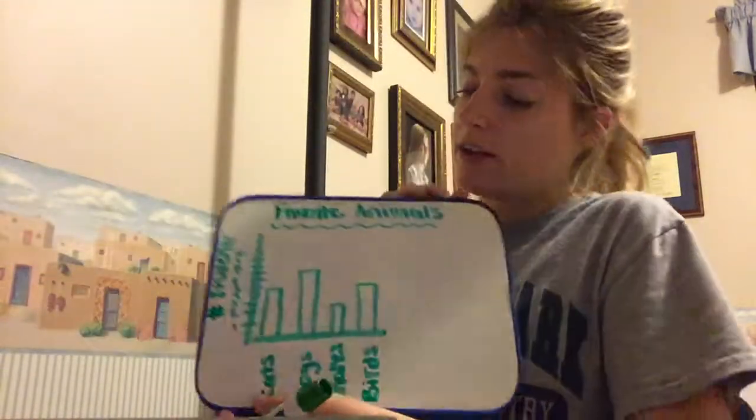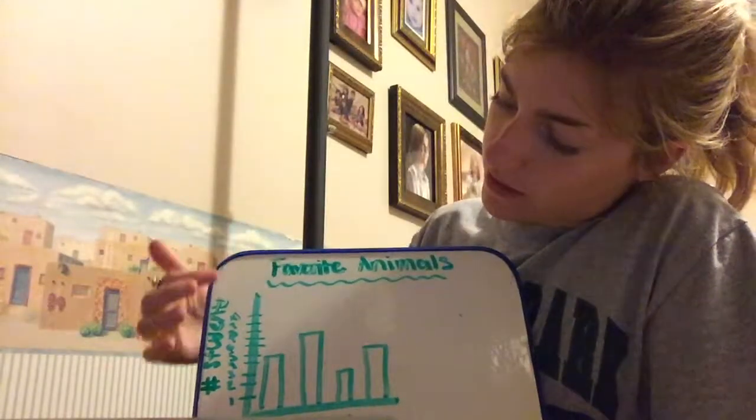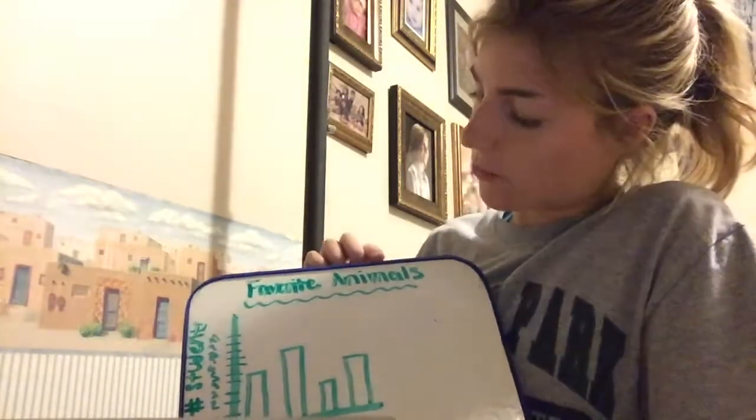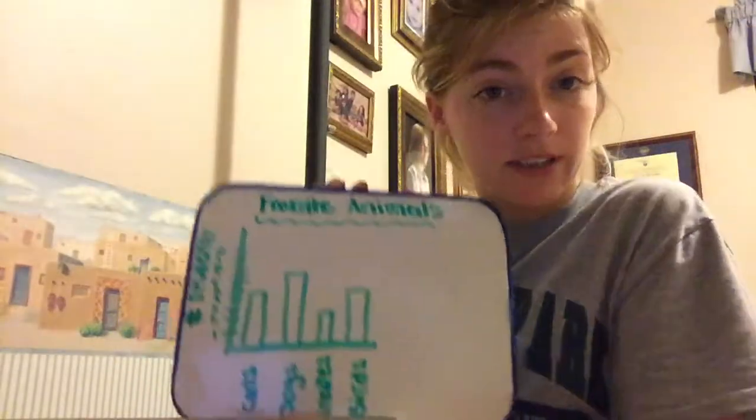So that's what we're going to talk about today. We're going to talk about bar graphs, and we're going to talk about the parts of the bar graphs that we have to have when making a bar graph, and then later we'll do a worksheet. So we're going to look at my bar graph that I made. So it says favorite animals, and then this is my bar graph: cats, dogs, snakes, and birds. So let's talk about the parts of this bar graph.